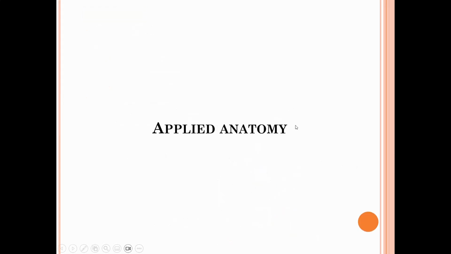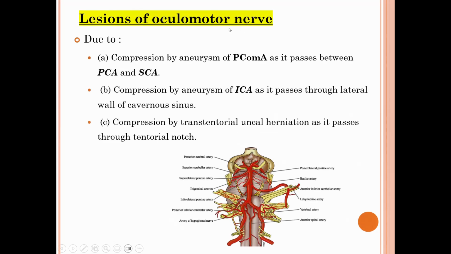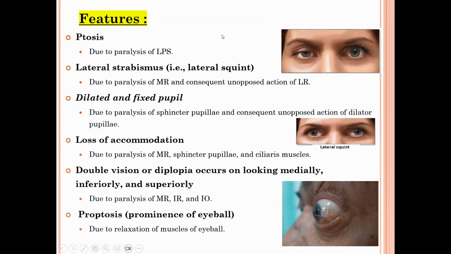Applied anatomy, the lesion of oculomotor nerve can be due to compression by aneurysm of posterior communicating artery, as it is passing between the posterior cerebral artery and superior cerebellar artery. Also, there can be compression by aneurysm of internal carotid artery, as it is passing through the lateral wall of cavernous sinus, and the compression can be by the transtentorial uncal herniation, as it passes through the tentorial notch. So these are the three sites where lesion to oculomotor nerve can happen.